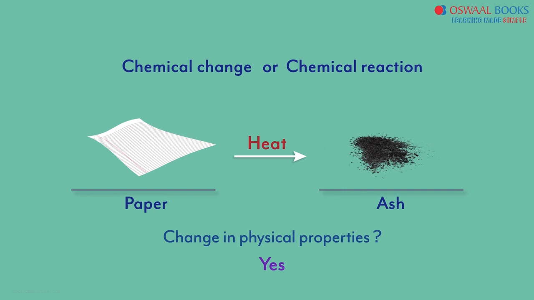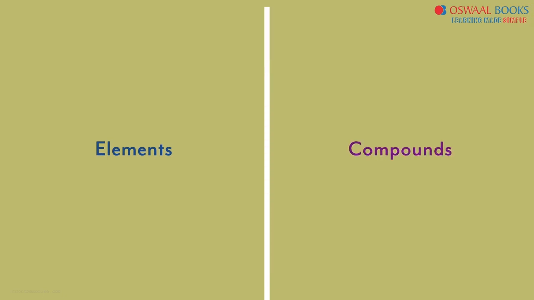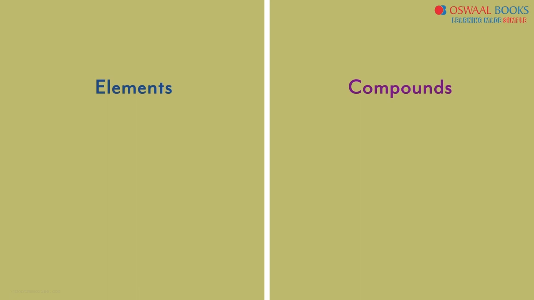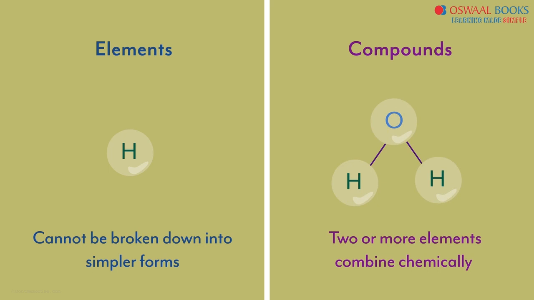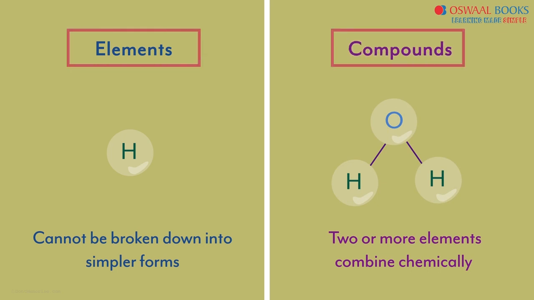Now that you know what a chemical reaction is, let us look at the idea of elements and compounds. What do you think is an element? If you have a substance which cannot be broken down into simpler forms by chemical reactions, we call it an element. And when two or more elements combine chemically, we call that a compound. We will study these in detail in our next video.